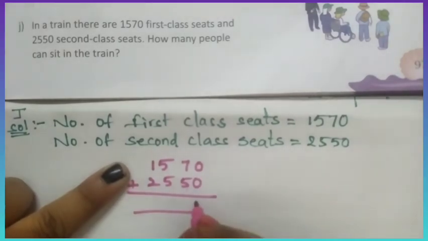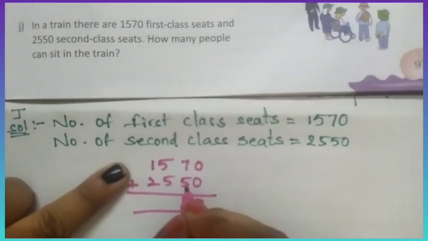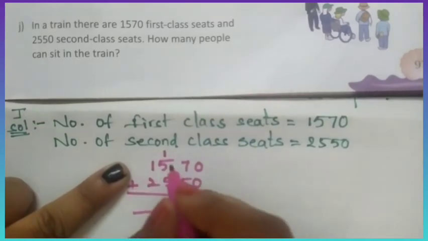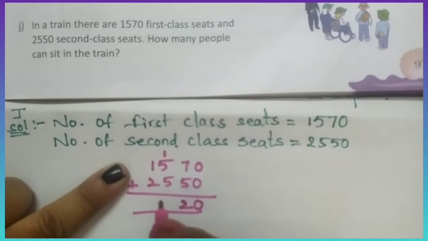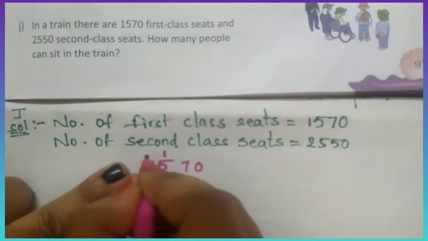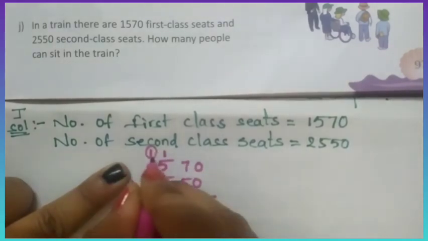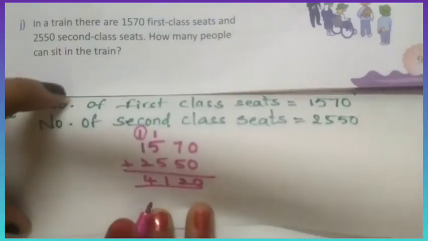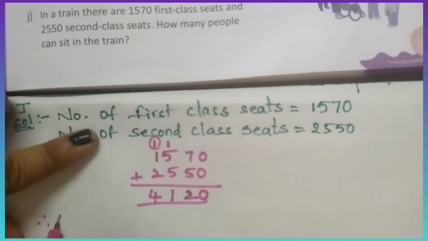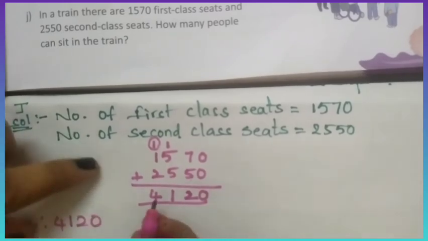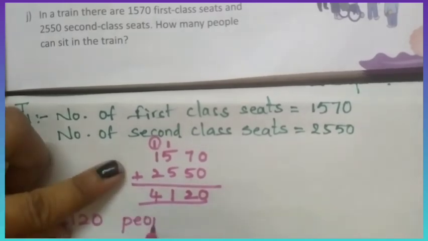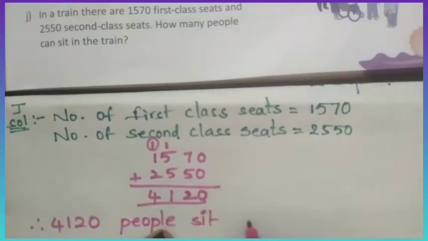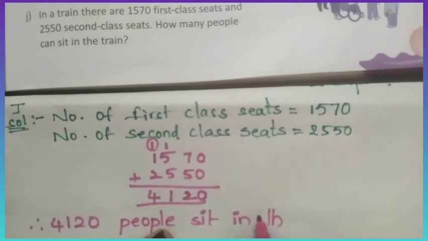0 plus 0, 0. 7 plus 5, 12. 2 here, 1 taken as carry. 1 plus 5, 6. 6 plus 5, 11. 1 here, 1 taken as carry. 1 plus 1, 2. 2 plus 2, 4. Therefore, 4120 people can sit in the train.